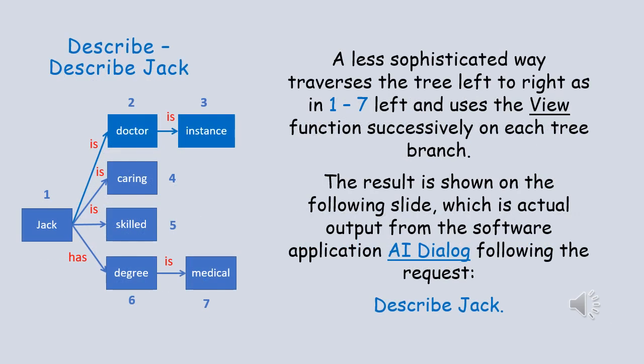A less sophisticated way traverses the tree left to right, as in 1 to 7 left, and uses the view function successively on each tree branch. The result is shown on the following slide, which is actual output from the software application AI Dialog following the request "Describe Jack."